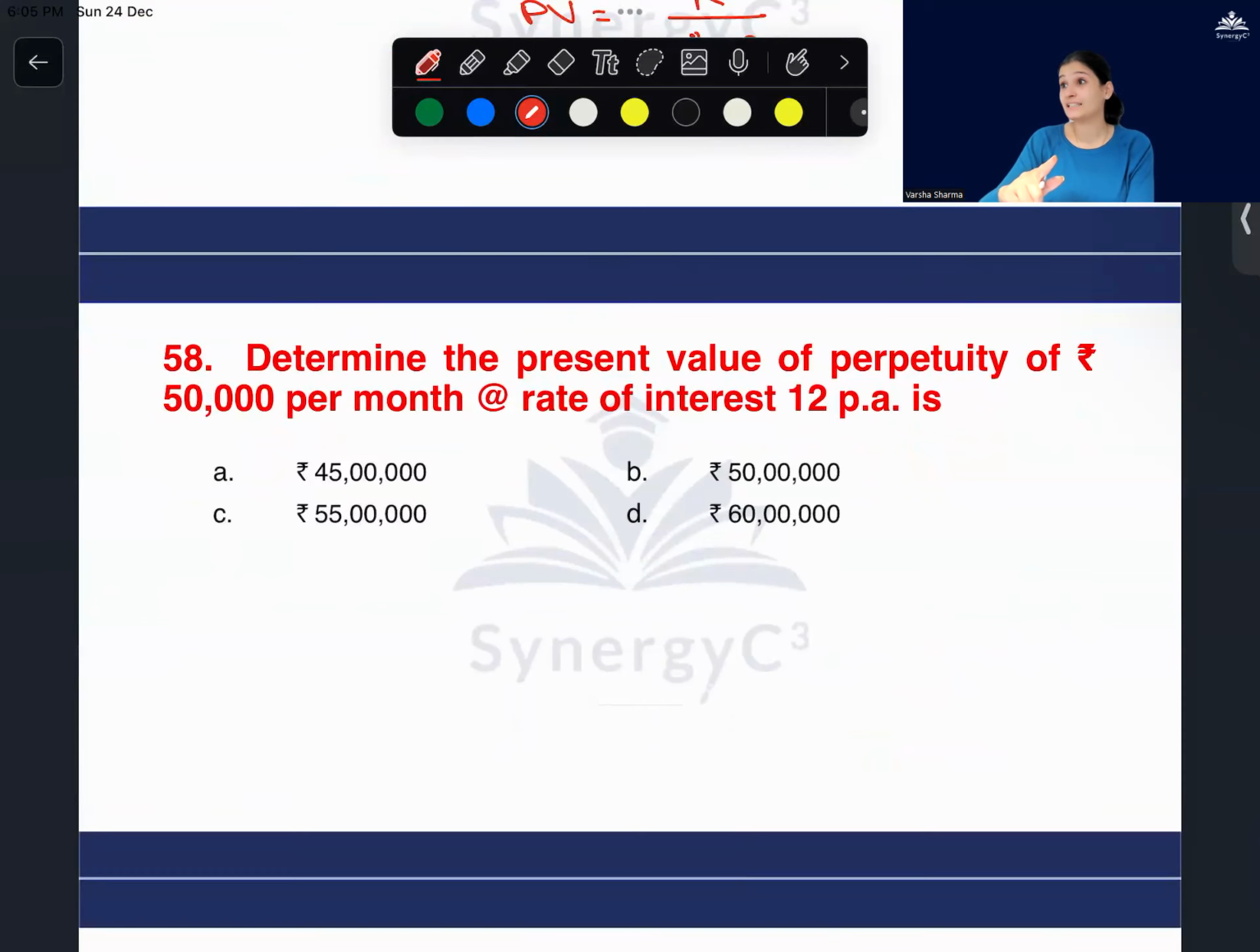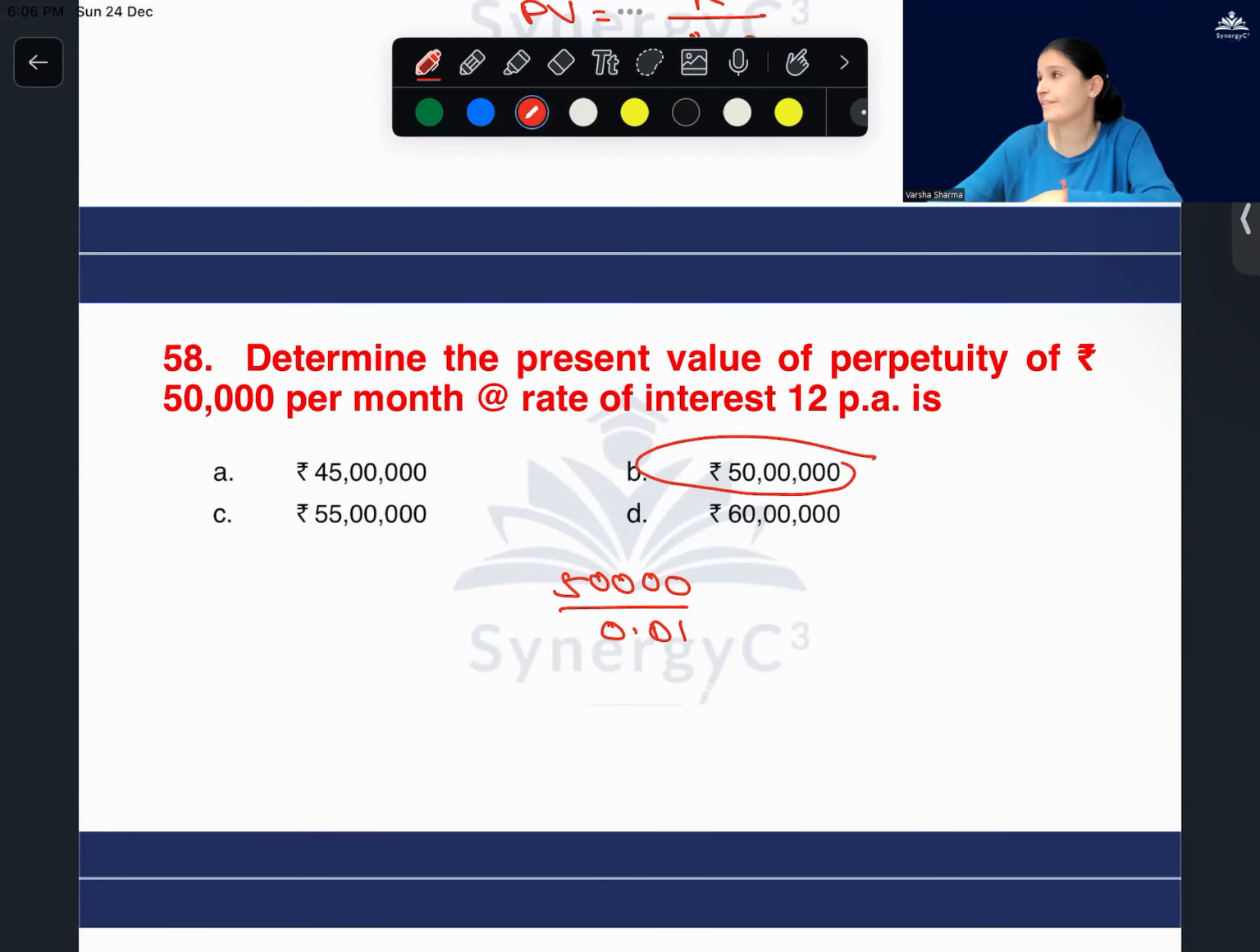Remember, it's per month, monthly. 12% is for the entire year. Monthly will become 1%. So what will be the value? 50,000 divided by 0.01. 1%, only I, not 1 plus I. Annuity divided by I. 12% becomes 1%, which means 0.01. Done? Answer B. Clear? Everyone?